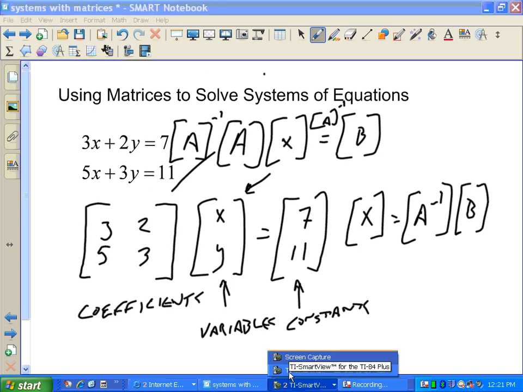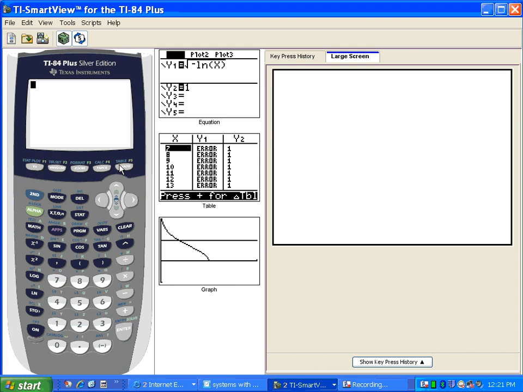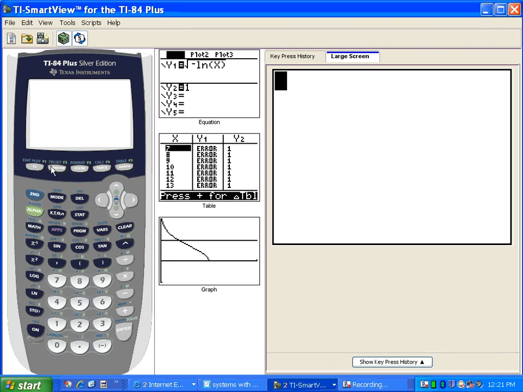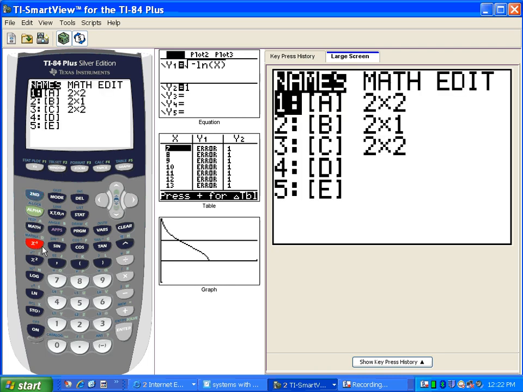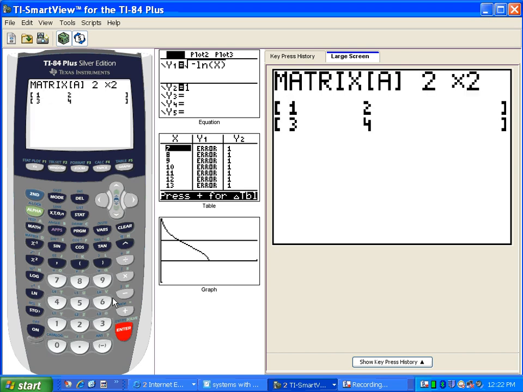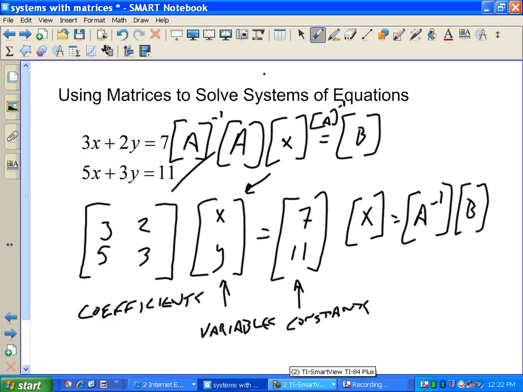Well, the calculator will do a good portion of this work for us. As we work our way through the calculator, we're going to enter the matrices in. We did this yesterday, but we'll go through it again. Second matrix gets us to the matrix names. We're going to go over and edit our matrix. We're going to call matrix A, this is the one we want to edit, and put in these numbers, the 3, the 2, the 5, and the 3.